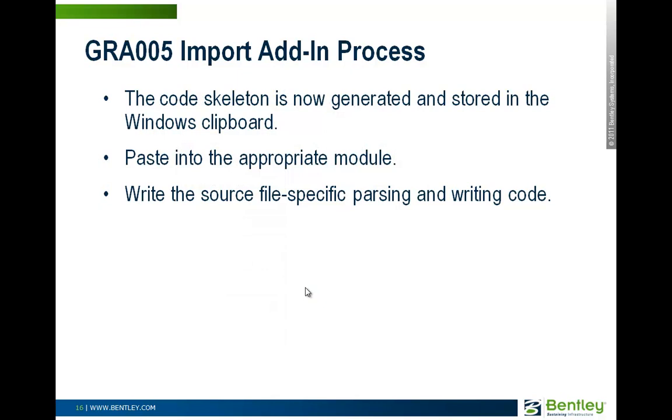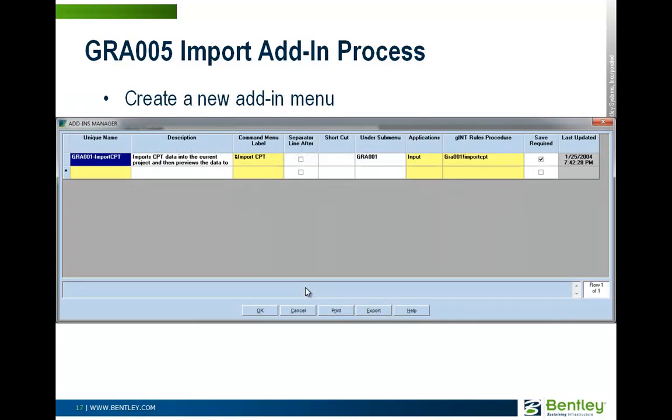So once you've gone through all those steps, all those dialogues, the program writes the code skeleton, and it's stored in the Windows clipboard. And then you paste it into the appropriate module, and then you write the source file specific parsing and writing code, the code that reads the data from those source files and then writes to this temporary Git CSV file. That's the real work. The tool handles everything else.